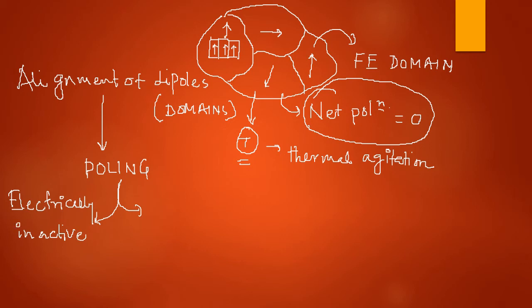Okay, but after the poling process, so it means after the alignment of these domains or dipoles, any ferroelectric polymer. So let's say we are talking about a ferroelectric polymer. This ferroelectric polymer will be electrically active.